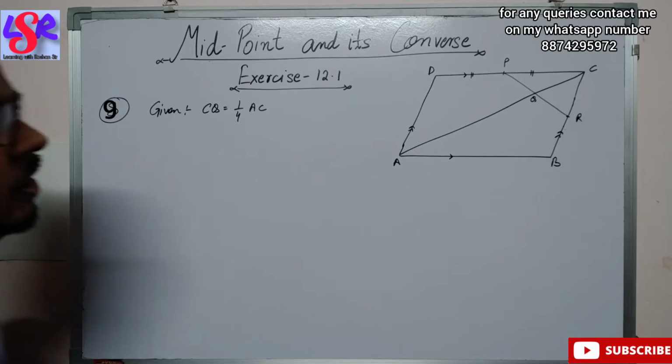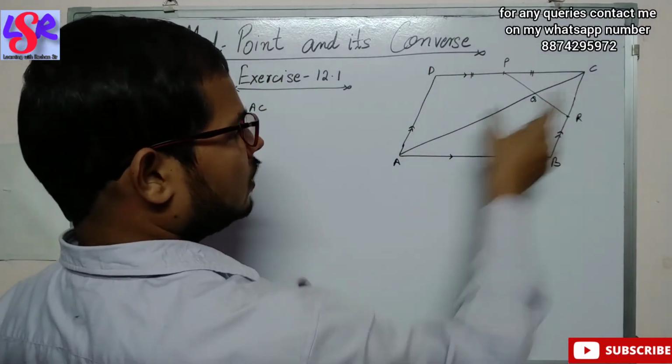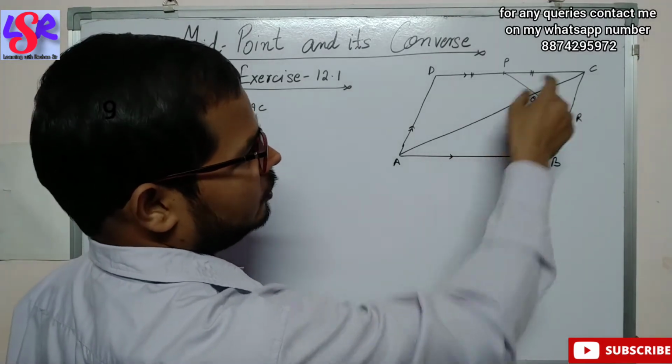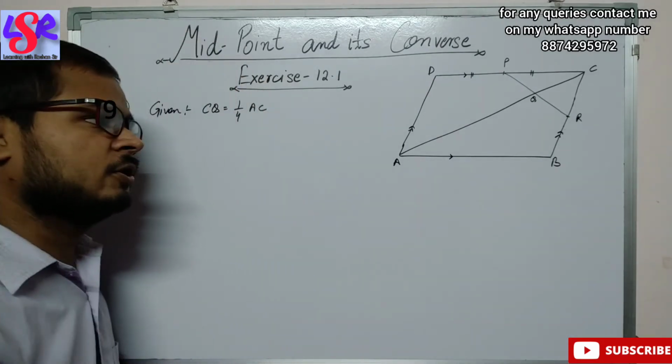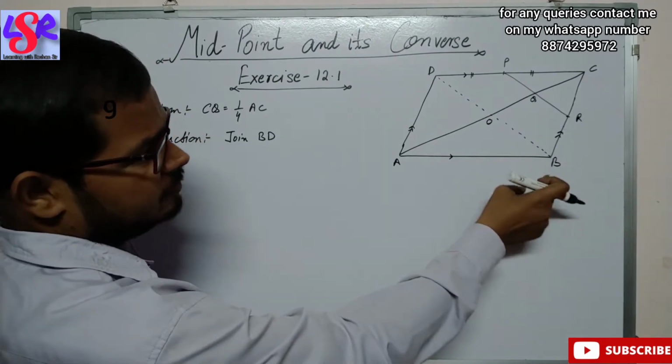Here in this question we are having a parallelogram ABCD, and CQ is 1/4 of the line AC. Here P is given as the midpoint of CD, and we have to prove that R is also a midpoint of BC. First of all, we are going to do the construction by joining B and D.